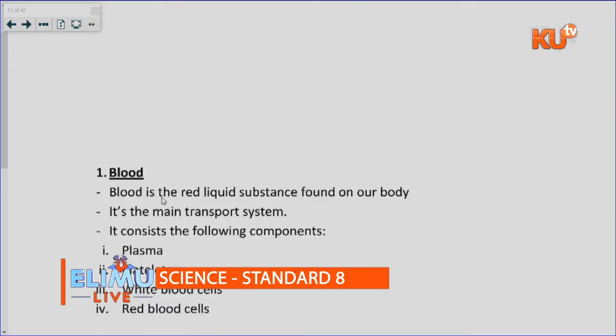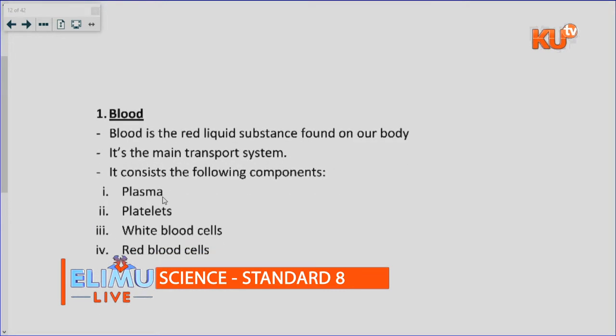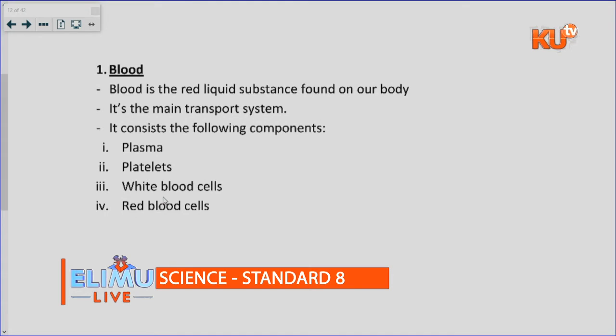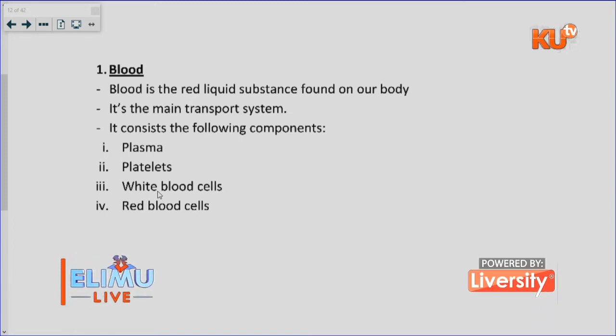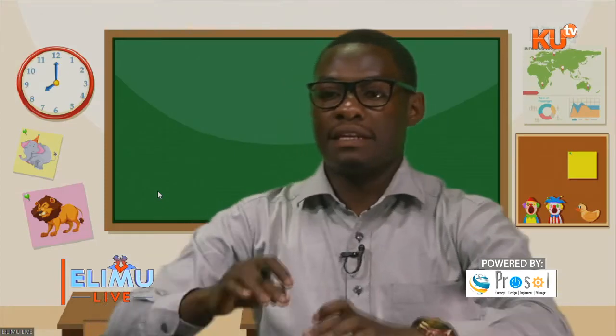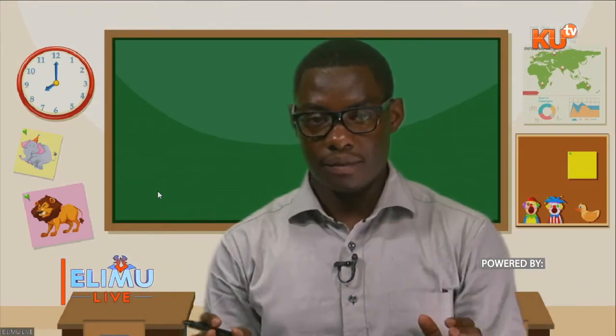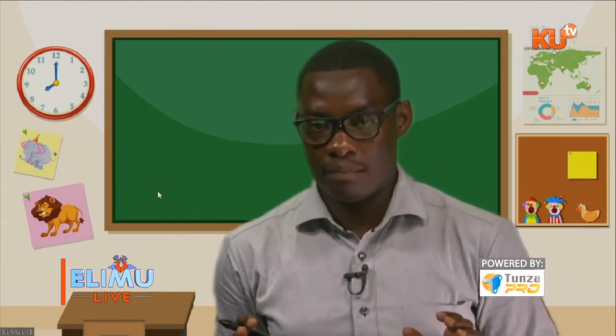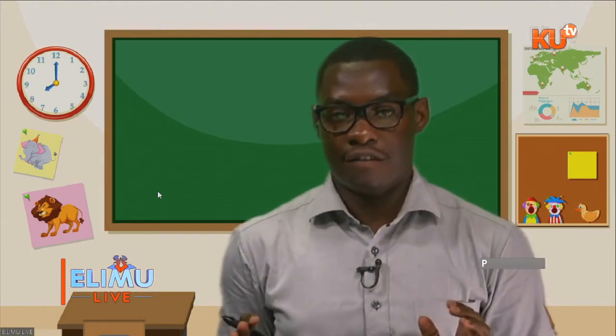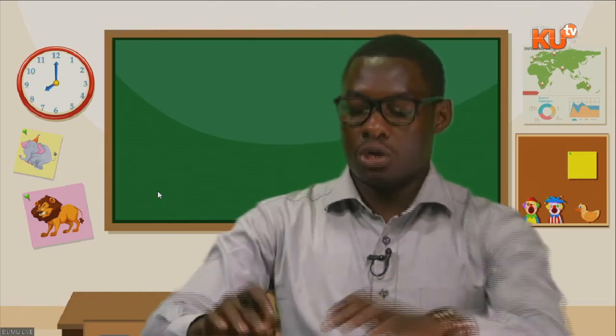So blood is the red liquid substance that is found in our body, and it consists of the following components: plasma, platelets, white blood cells, and red blood cells. Blood is also the main transport system. These blood components are found inside blood and they perform different functions. So we look at the first one, which is called plasma.